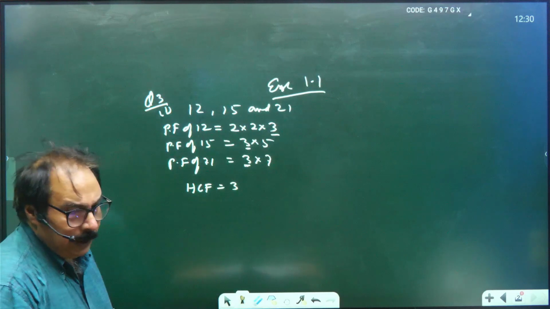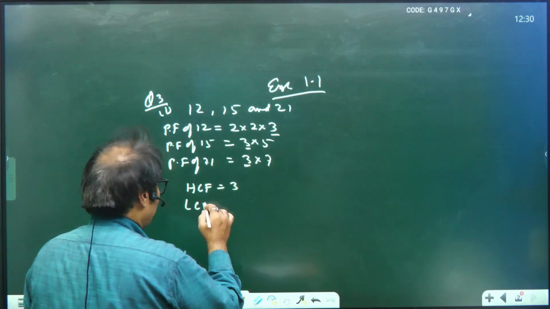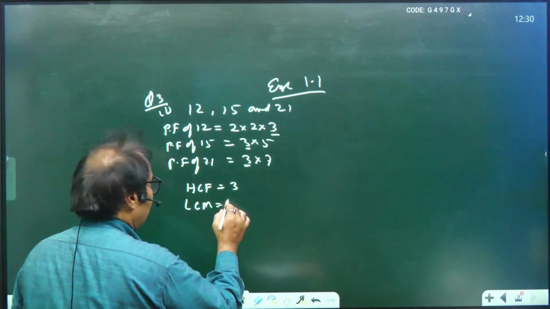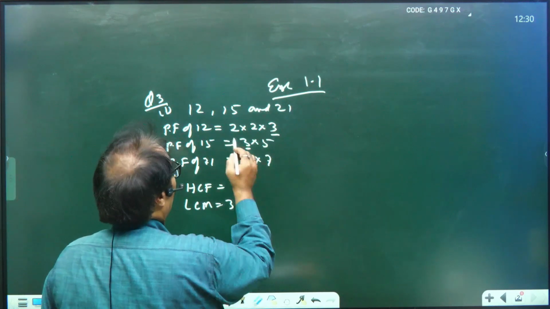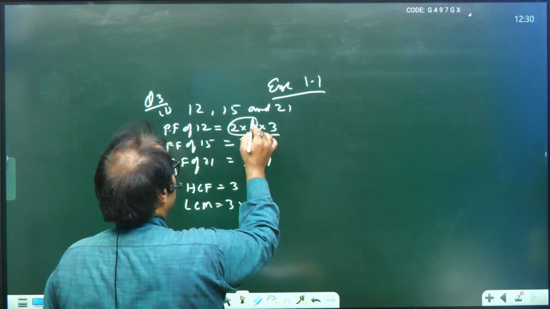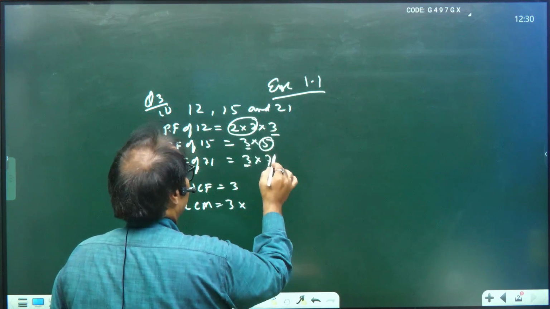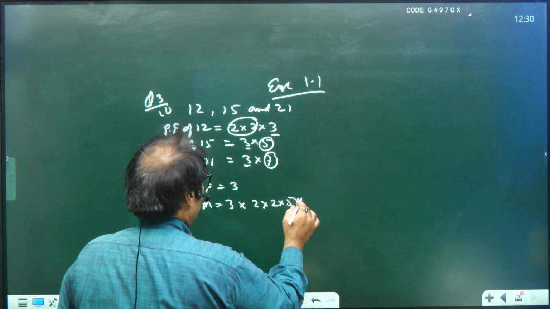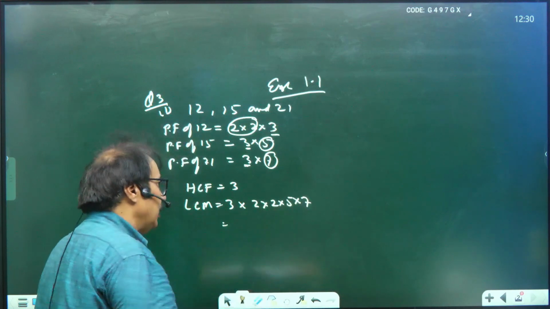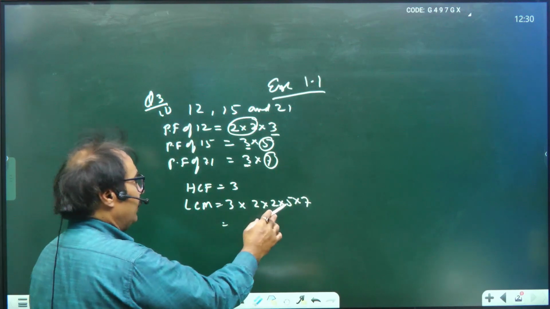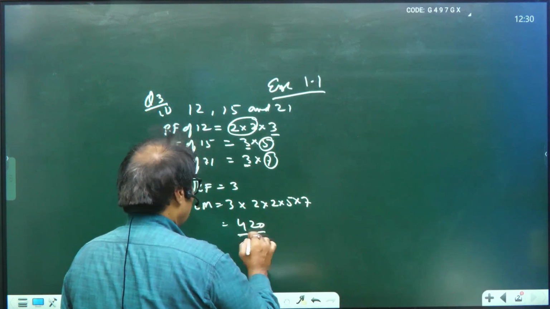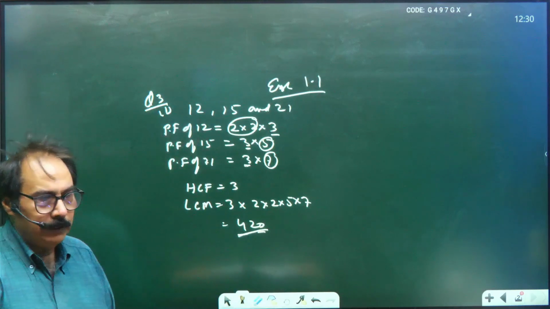And what about the LCM? As I told you earlier, to find the LCM, whatever the HCF comes, write it first. Now what is left? This 2 is left, this 5 is left and this 7 is left. So 3 into 2 into 2 into 5 into 7, and now find the product: 3 twos are 6, 6 fives are 30, 30 twos are 60, 60 sevens are 420. So the LCM is 420.